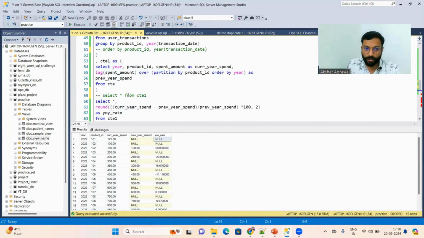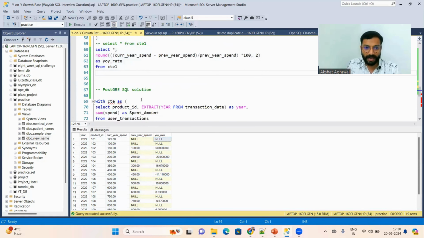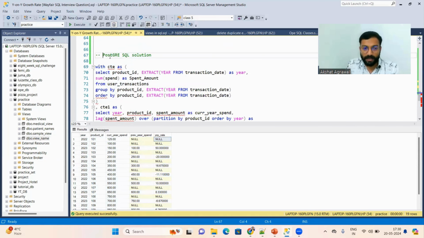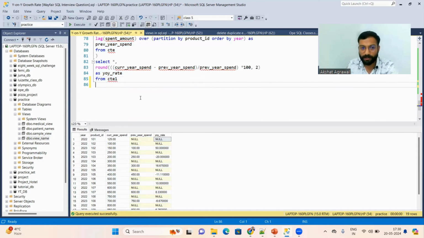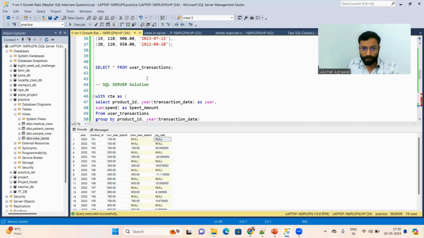So this was the solution for SQL Server. I hope you are able to understand the logic and the solution. Similarly, we can also solve this question in PostgreSQL. You can copy this solution; you will get it in the description of the video and practice it. If you have any other approach to this problem, I would be more than happy to receive that.